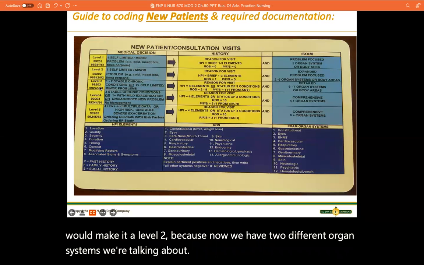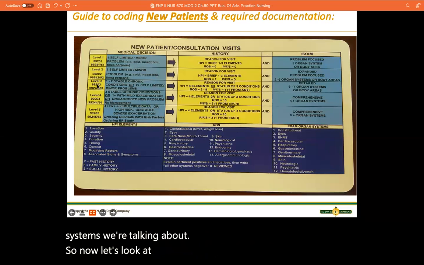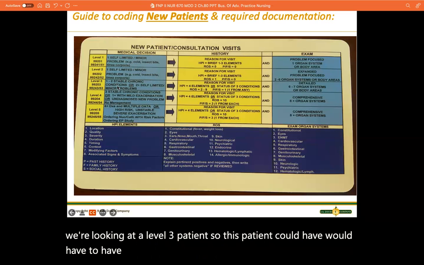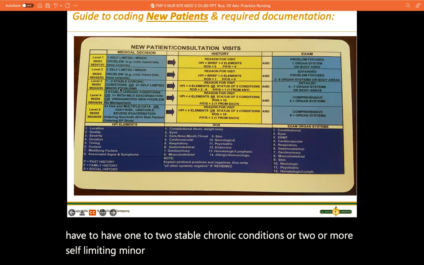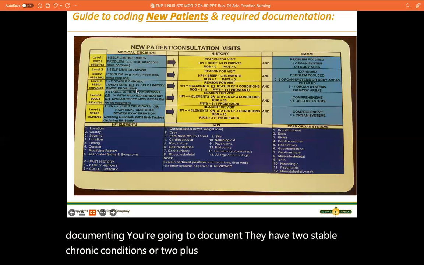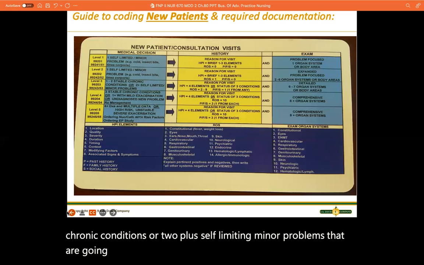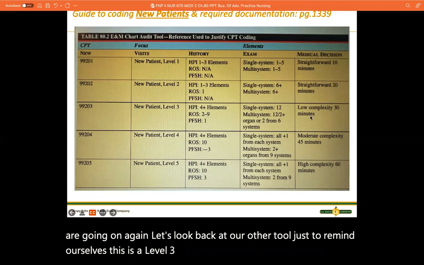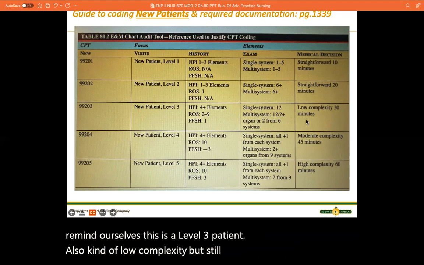Okay, so now let's look at a different patient, also a new patient. Now we're looking at a level 3 patient. So this patient would have to have 1 to 2 stable chronic conditions or 2 or more self-limiting minor problems. Okay, so those are what you're documenting. You're going to document they have 2 stable chronic conditions or 2 plus self-limiting minor problems that are going on. Again, let's look back at our other tool just to remind ourselves, this is a level 3 patient, also kind of low complexity, but still takes about 30 minutes, okay?